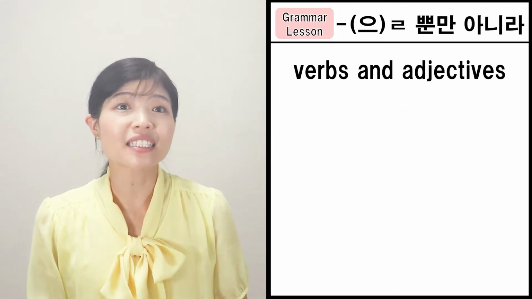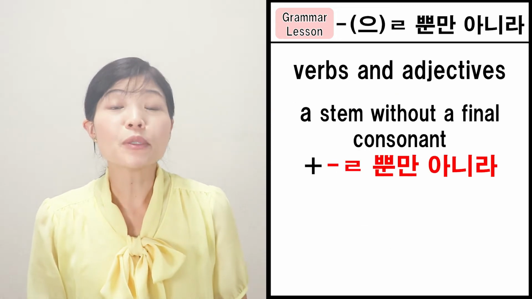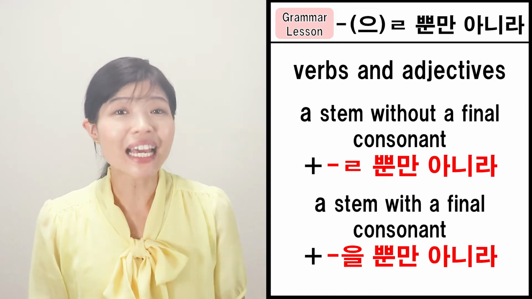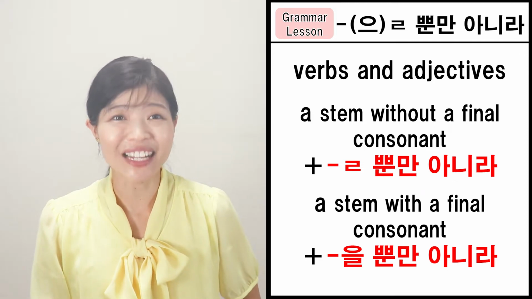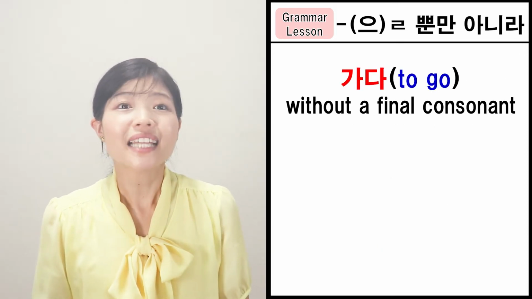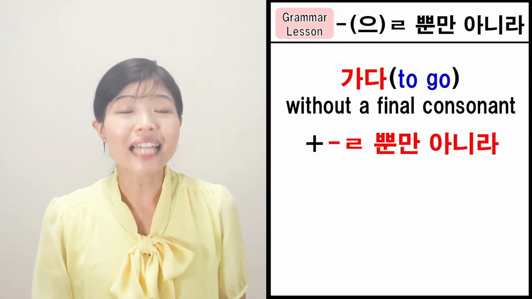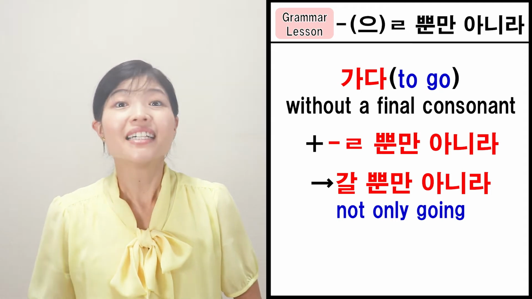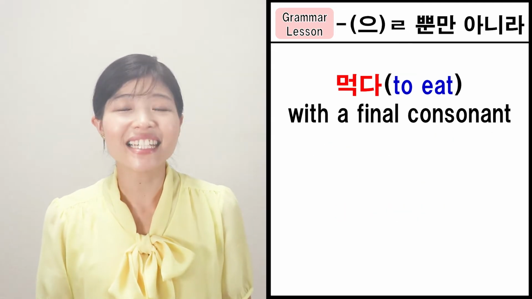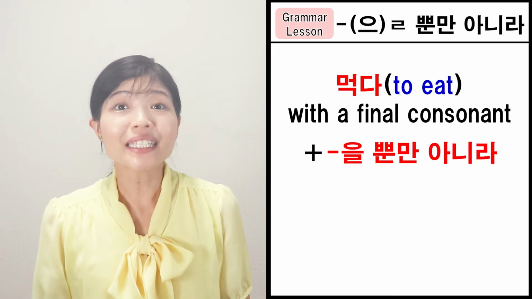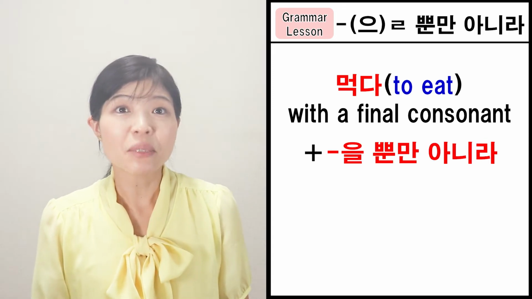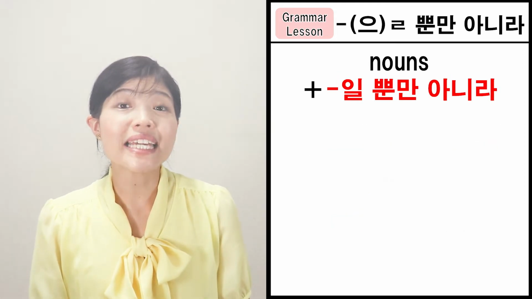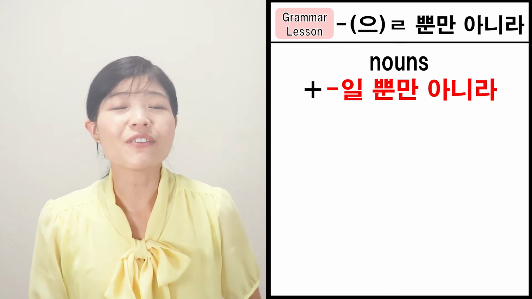For verbs and adjectives, you attach ㄹ 뿐만 아니라 if a stem does not have a final consonant, and 을 뿐만 아니라 if a stem has a final consonant. Since 가다, to go, does not have a final consonant, you attach ㄹ 뿐만 아니라 to make 갈 뿐만 아니라, not only going. Since 먹다, to eat, has a final consonant, you attach 을 뿐만 아니라 to make 먹을 뿐만 아니라, not only eating. For nouns, you use 일 뿐만 아니라 regardless of a final consonant.